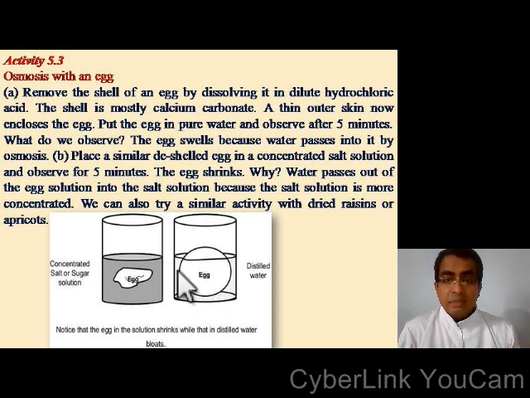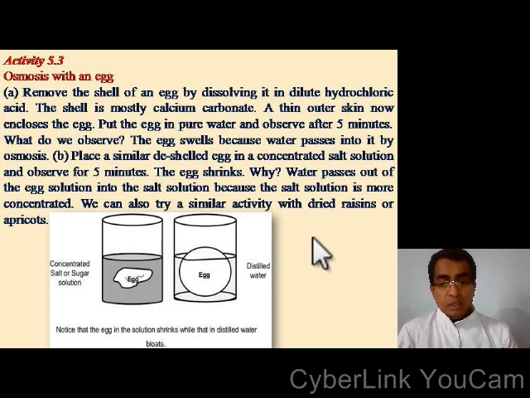The second case, place a similar deshelled egg in a concentrated salt solution or sugar solution and observe for 5 minutes. The egg shrinks. Why? Water passes out of the egg solution into the salt solution or sugar solution because the salt solution or sugar solution is more concentrated. We can also try a similar activity with dried raisins or apricots.